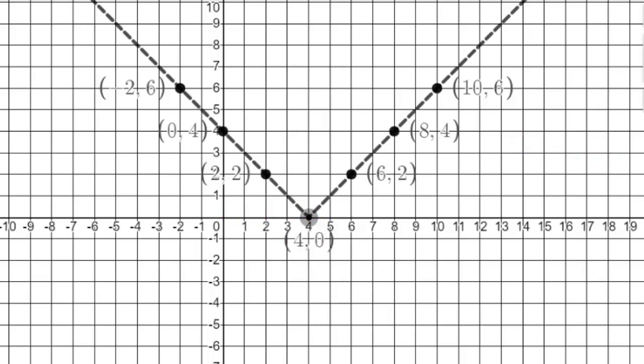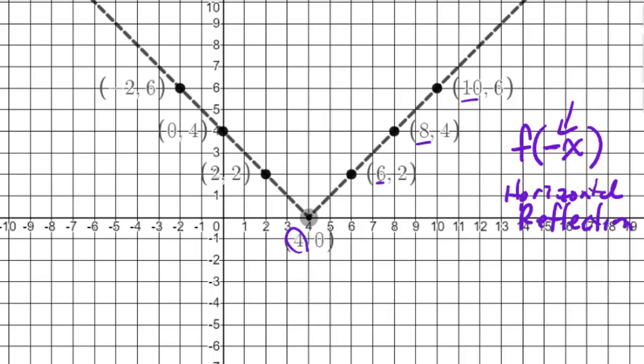So let's do a horizontal reflection. Now, horizontal means it has to happen inside, f of, and then inside it, to make a reflection, you're just adding a negative to whatever's in there, so a negative x. And this is going to be a horizontal reflection. Again, as we said before, this negative inside is adding a negative to each of your x values, including this one down here now because it's no longer 0. So adding a negative to each one of those values.